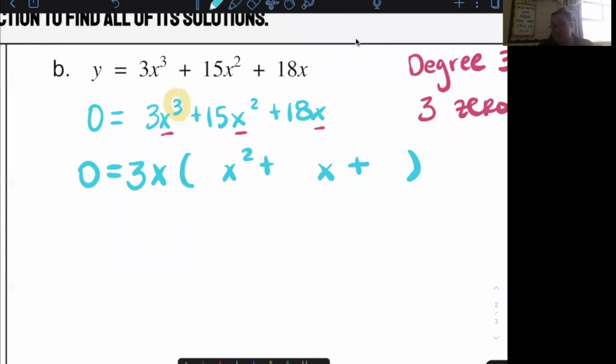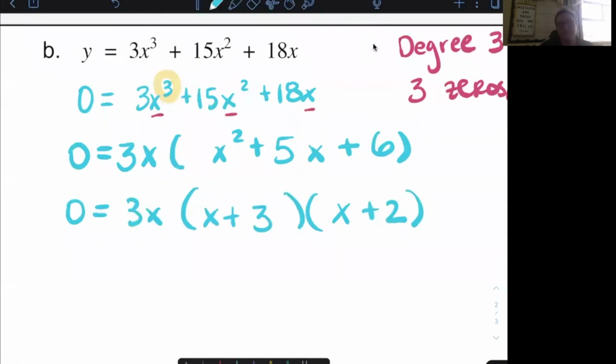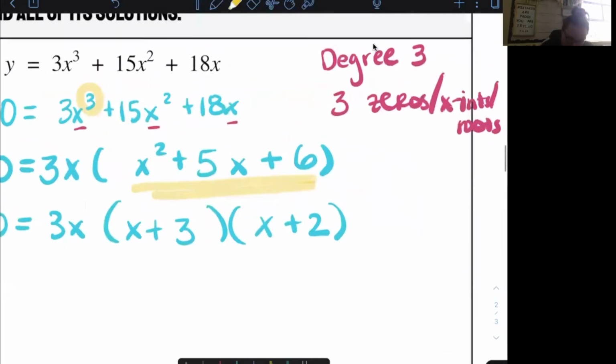All right, now see if you can factor this thing completely. Go for it. So after I factored it completely, I got 0 equals 3x times (x plus 3) times (x plus 2), because I recognized that I could factor x squared plus 5x plus 6.